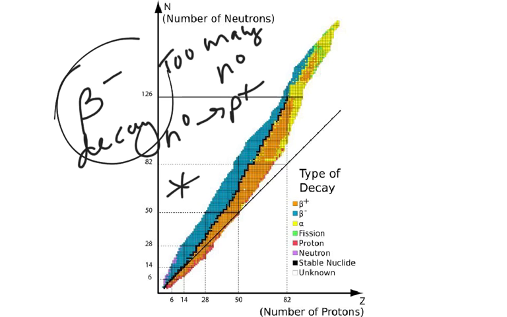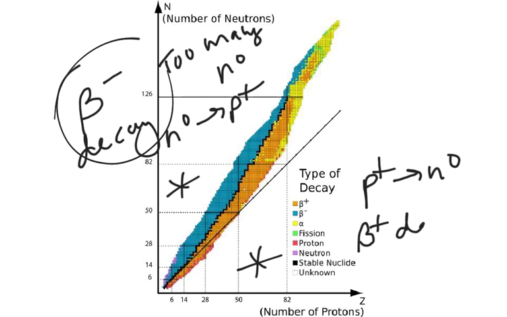In the same way, if you're over on this side, then you have too many protons. So if you have a situation where a proton ends up changing into a neutron, that would happen either in positron decay or electron capture. That would get you back on the band of stability.